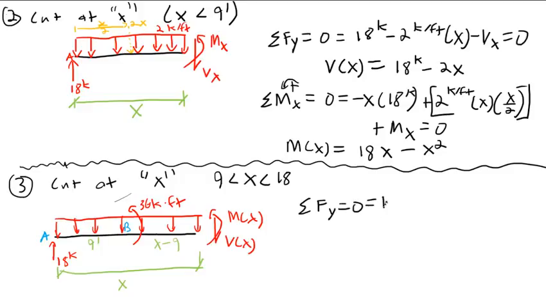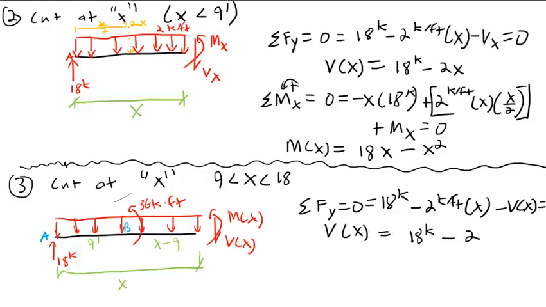And from this, we will get that 18 kips minus 2 kips per foot times x minus V of x equals 0. So shear as a function of x is going to be 18 kips minus 2x.